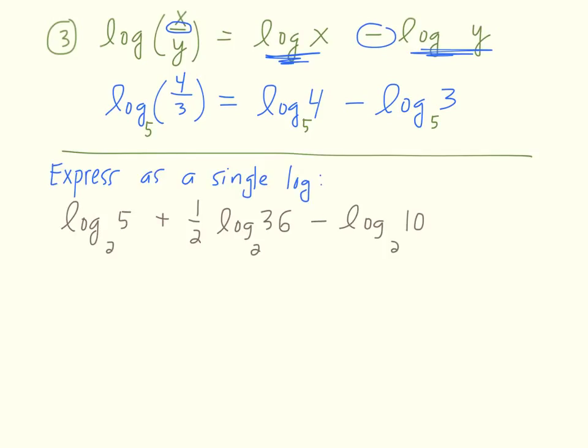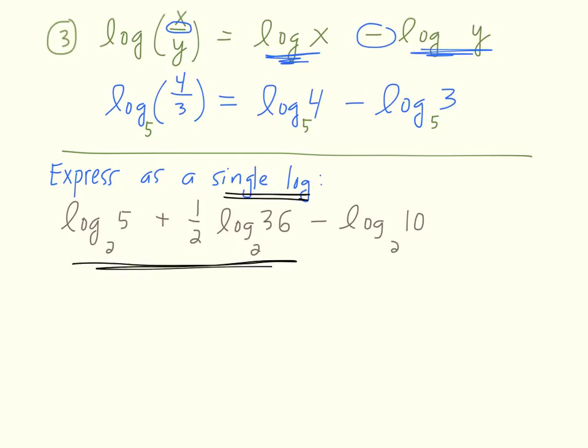Okay, in this example we are looking to express this expression as a single log. Right now we currently see there are 3 logs in here. They all have a base of 2. And we're looking to use our log properties to express this as a single log. The way to do this is to just work left to right.